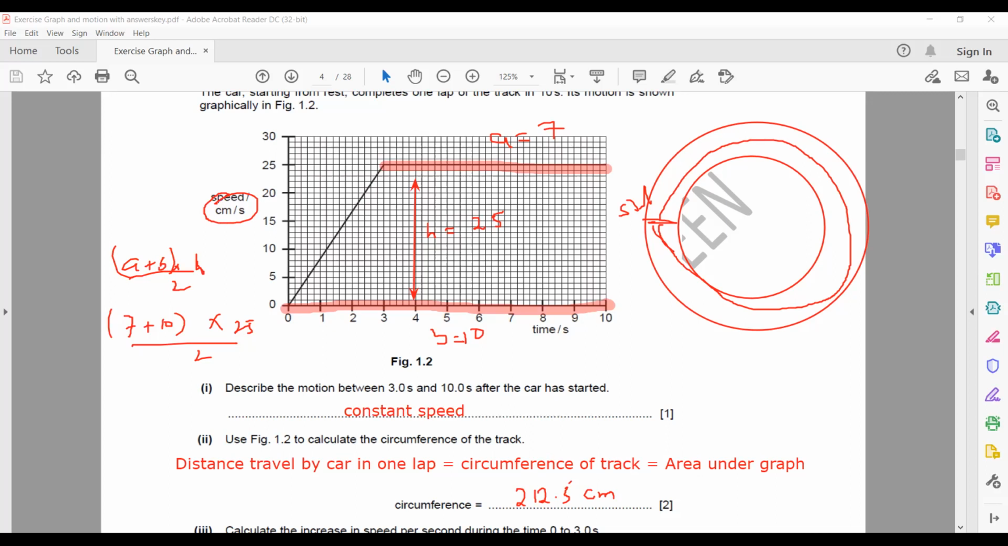The second part of this question, we need the circumference of the track. Because the car is moving on the track, the circumference is the distance when we move on the surface. So the distance traveled by the car is equal to the circumference of this track. 17 multiplied by 25, and then you have to divide by 2 as well. So when you divide by 2, it will come out as 212.5.